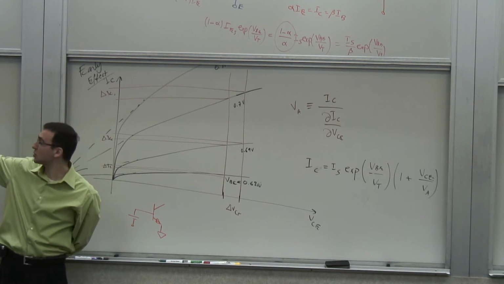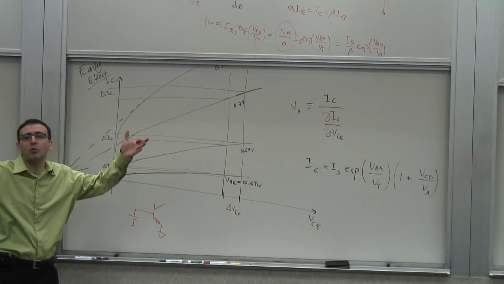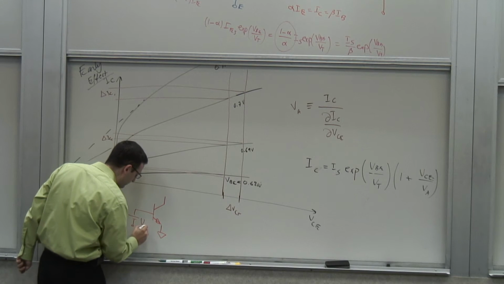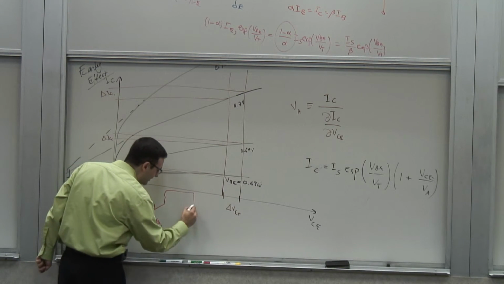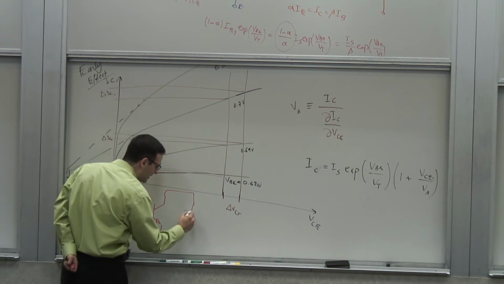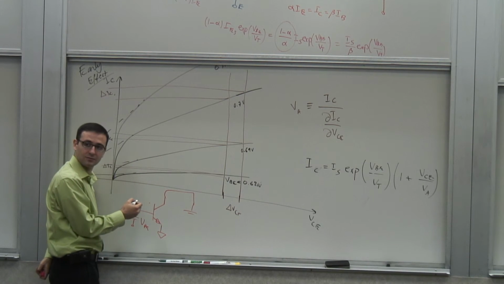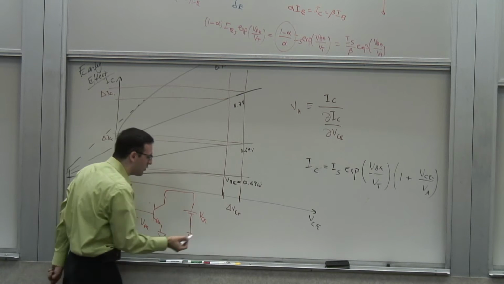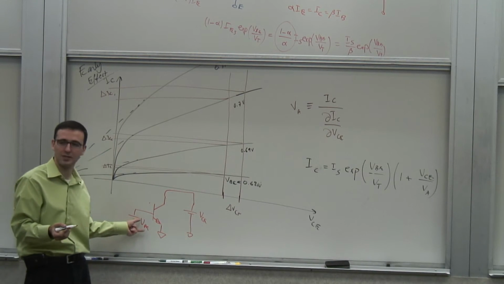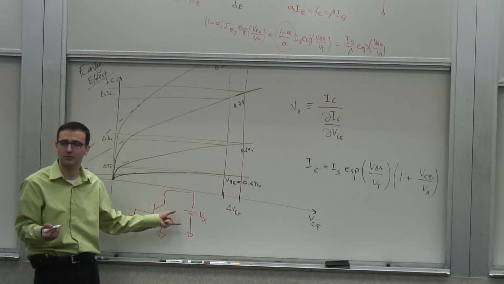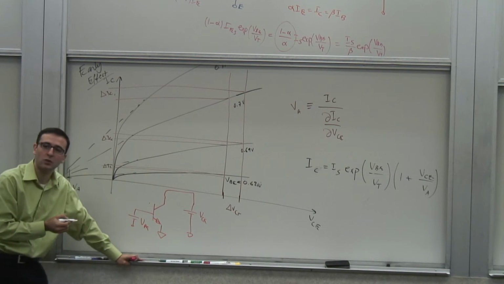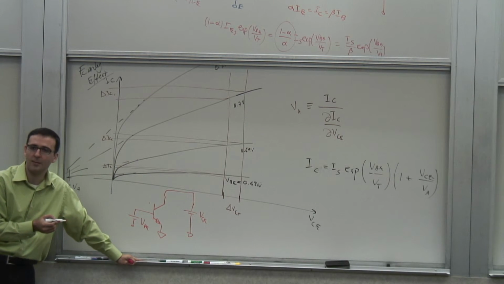Because the current is so strongly dependent on it, VBE is around 0.7, 0.6, 0.8. But most of the variations happen across the base-collector junction. So if I plot it versus VCE, I'm not losing anything in terms of variation. I'm just adding 0.7 to everything. But then, the point is that this is more conducive to the way we often use the transistor, which is the common emitter configuration.